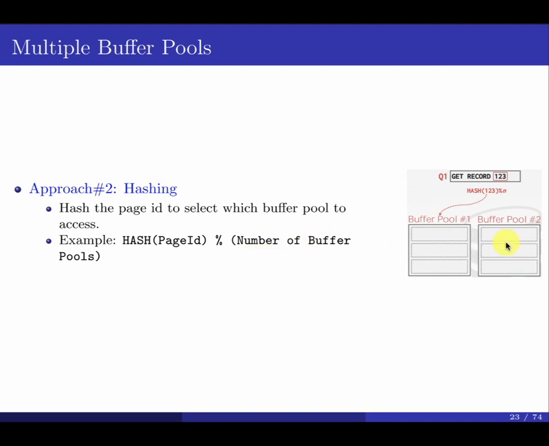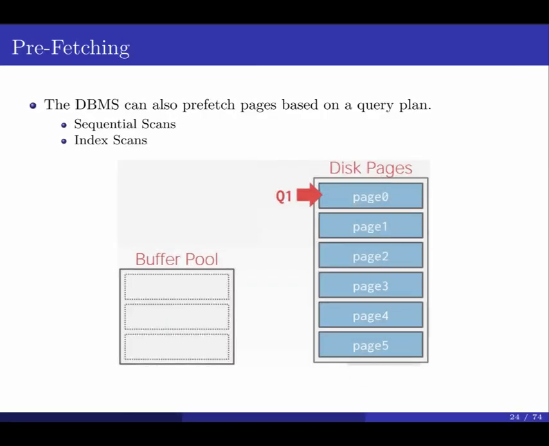How many buffer pools do you have? 2. Take the record ID, hash it, and you can tell, for example, which buffer pool the page is going to go to, 0 or 1. Whatever the value that you have, it's definitely going to be hashed, and it depends on the number of buffer pools. If you have 5, it's going to be a hash number from 0 up to 5. Good. So that's what you call multiple buffer pools.